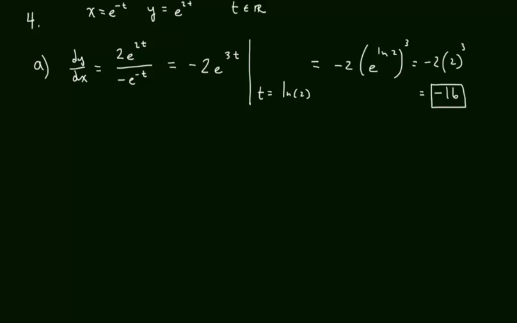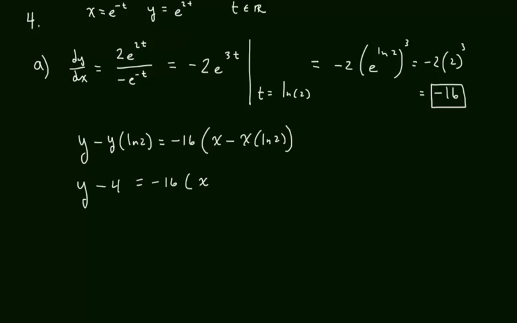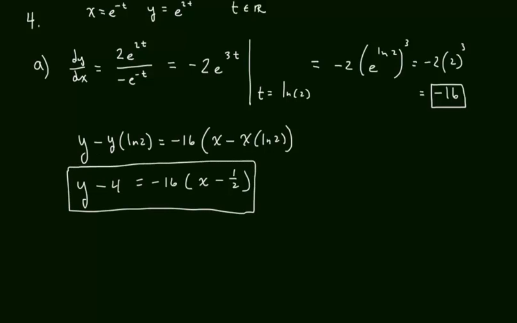But the question once more, it wants the equation of the tangent line. So we need y minus the value of y at the natural log of 2, which equals -16, the slope, times x minus x at the natural log of 2. So we need to evaluate y and x at the natural log of 2. When doing that, we get y minus 4 equals -16 times x minus 1/2. That is the equation of the tangent line.